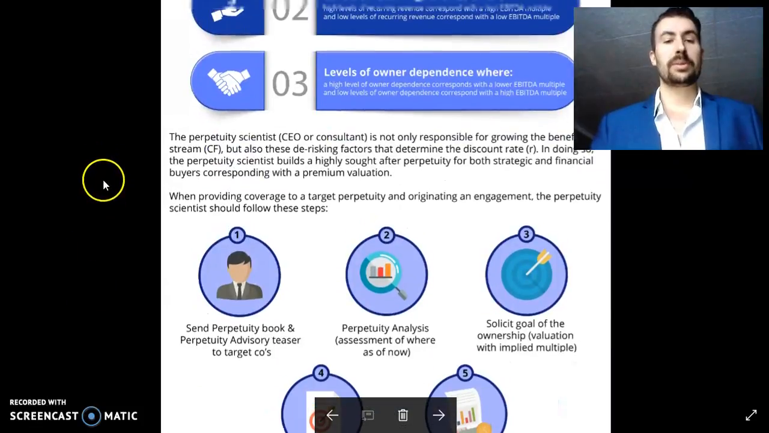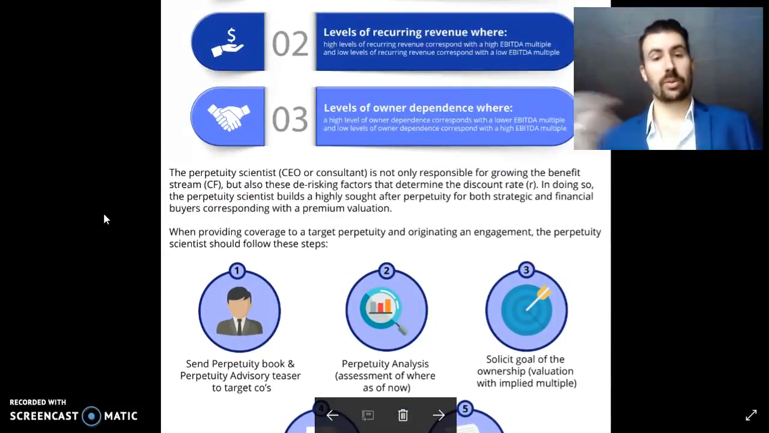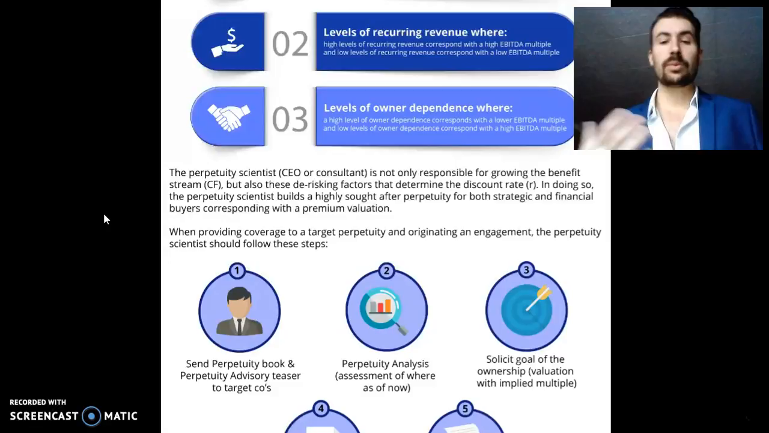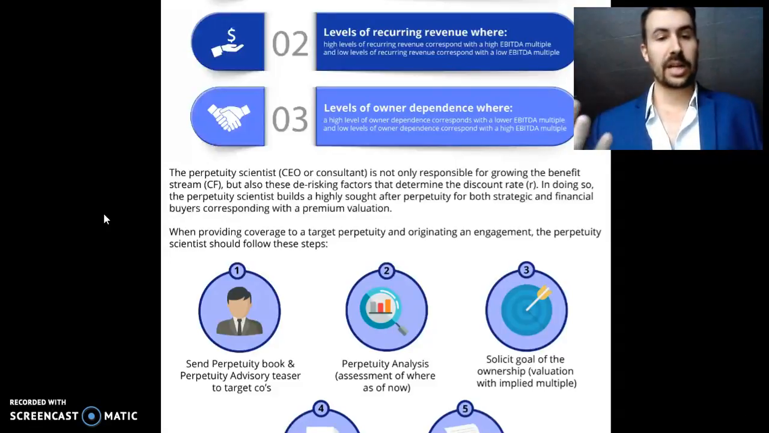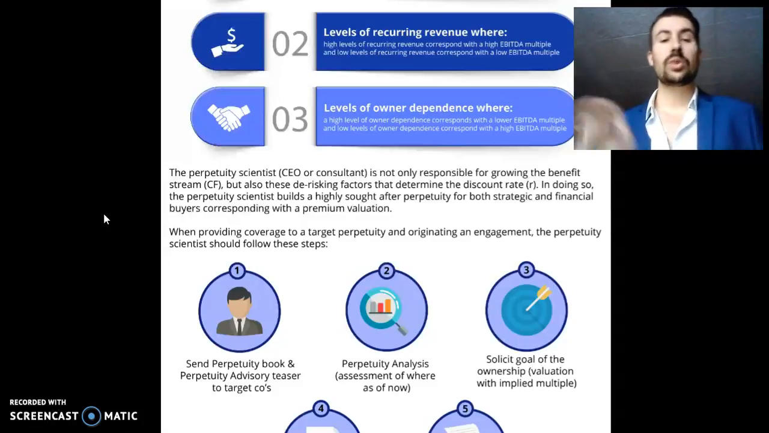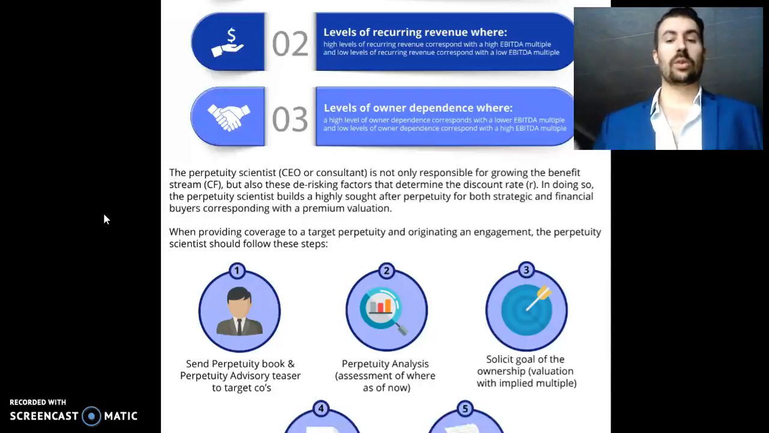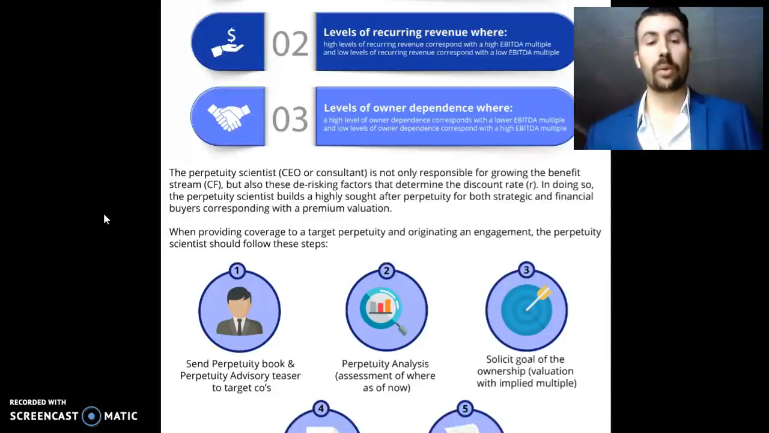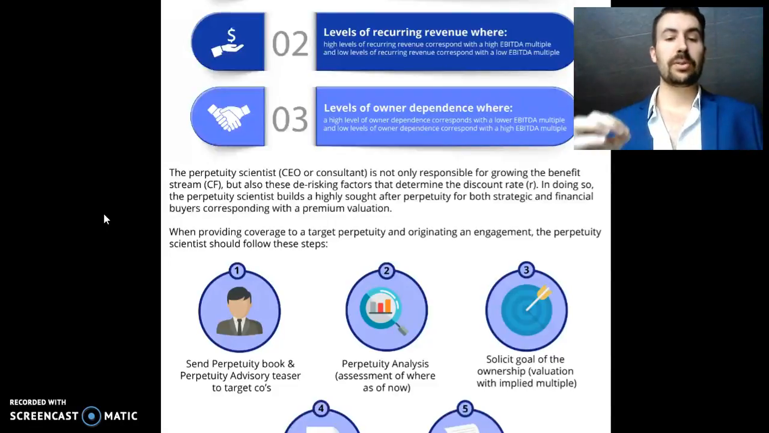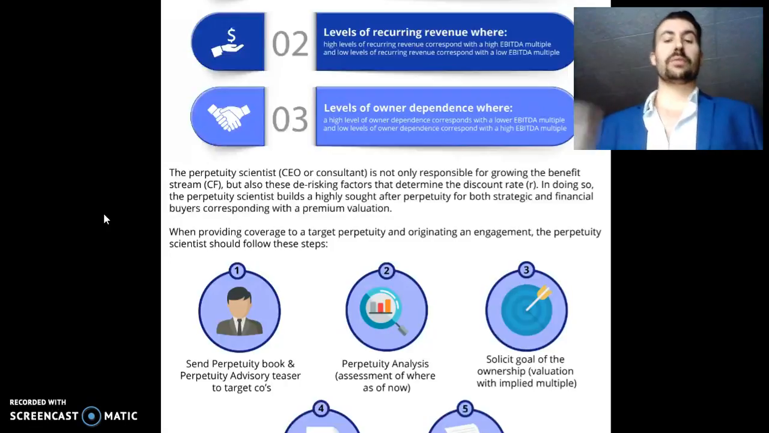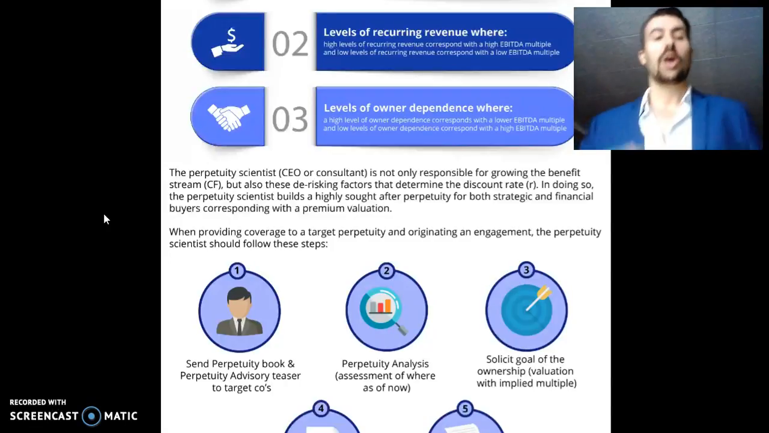So the perpetuity scientist, the CEO or the consultant, is not only responsible for growing the benefit stream, i.e. the cash flow, but also de-risking factors that determine the discount rate, or R, which makes up our formula for the perpetuity, which is CF over R. In doing so, the perpetuity scientist builds a highly sought after perpetuity for both strategic and financial buyers, corresponding with a premium valuation.